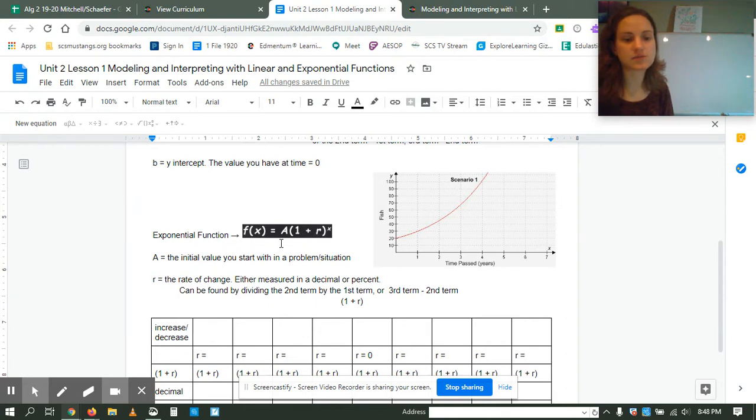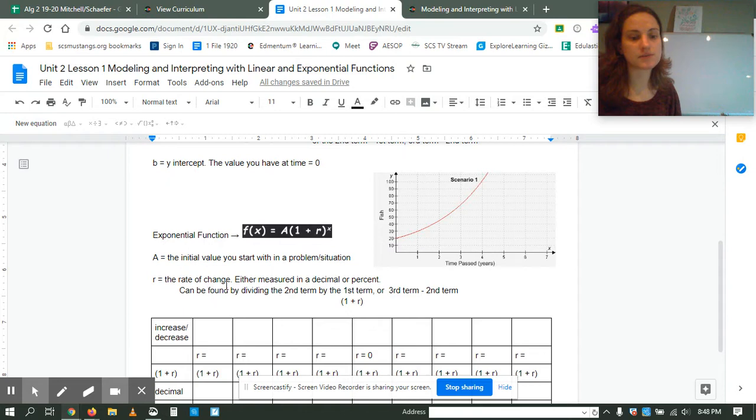The other type of function that we're going to have are exponential functions. F of x is equal to a. A is the initial value that you start with in whatever problem or situation that you have. And then times the quantity 1 plus r to the x power. R is going to be the rate of change, and it's going to be measured as either a decimal or percent, and it can be found in the way they are usually presenting them in problems. So if you're working with any kind of problem and it's talking about things doubling or increasing by 5%, those kinds of things, those are going to be your exponential functions.